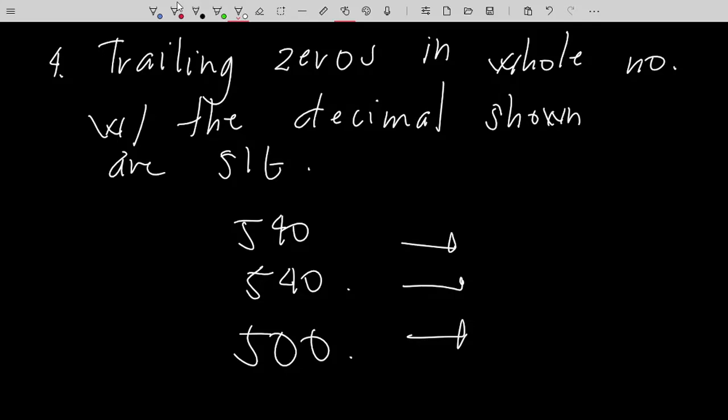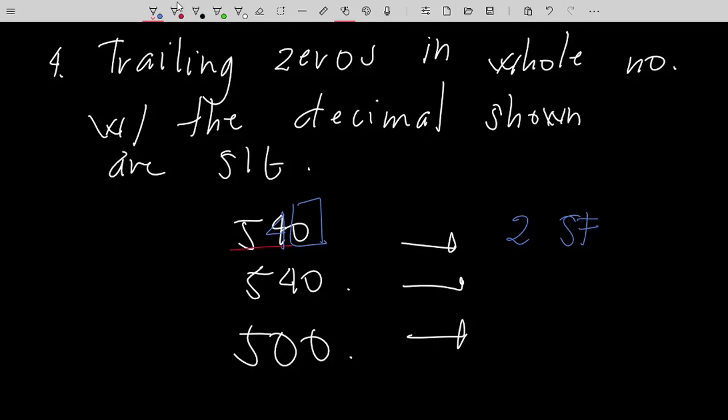First example, we have your 540. First process, count all the non-zeros. We have your 5 and 4. Now how about the 0 here? Again, as we all know, zeros are not significant unless they are located in between non-zeros. So here we only have the 4 and the 5, and there's no value right here. So we only have two significant figures here.